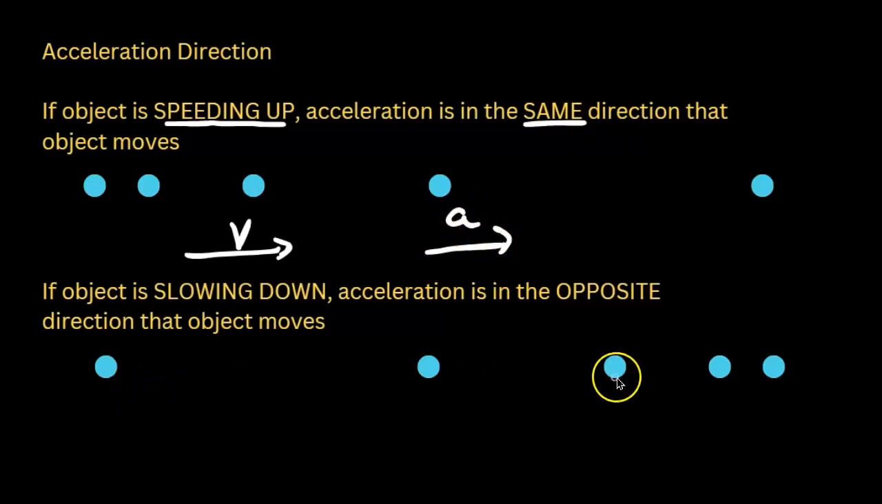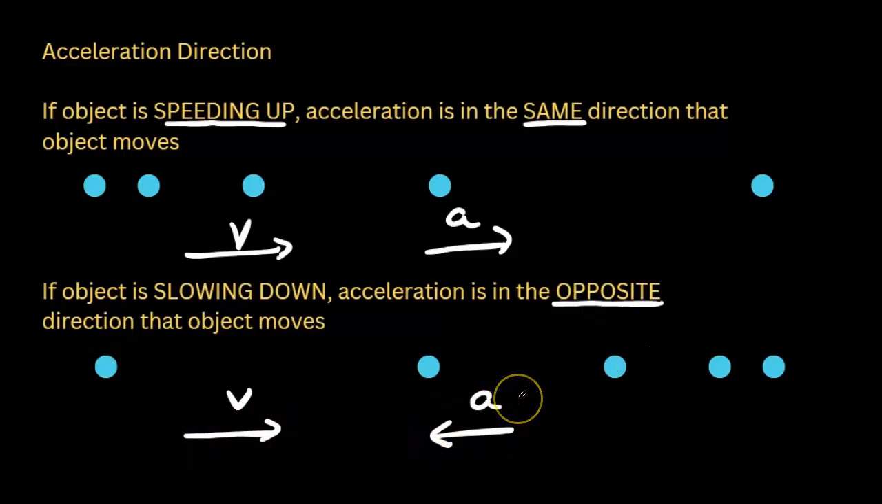Let's take a look at the dots down here. You notice that the dots get closer and closer together. Let's say that the object is moving to the right. If the object is slowing down, the acceleration is in the opposite direction that the object moves. So the object is moving to the right and it's slowing down. That means the acceleration is to the left.